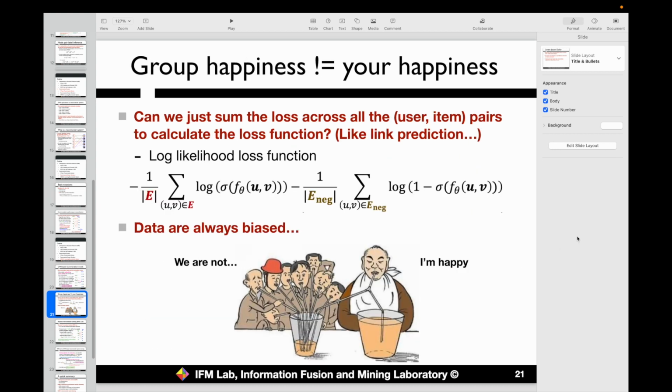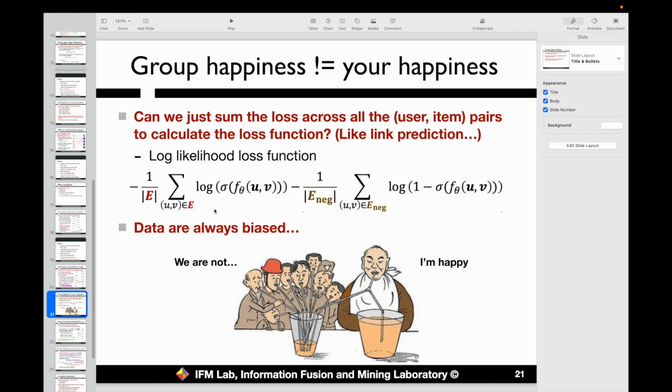Someone may ask, can we define the loss function very similarly to the linear prediction we studied before? We try to maximize the scores for the positive instances and minimize the scores for the negative instances. Here, we assume we can extract a training set covering both the positive set E and also the negative set E negative as shown here. Based on these positive and negative sets, we can use them as a training set for defining the loss function for the model we started here.